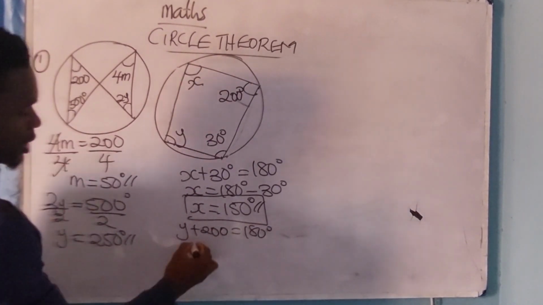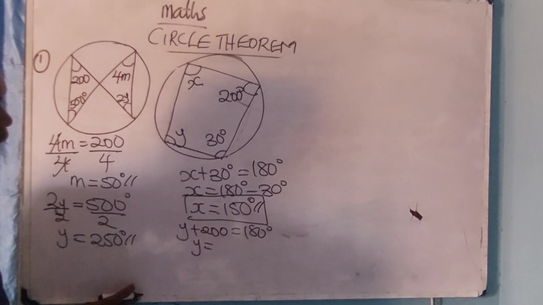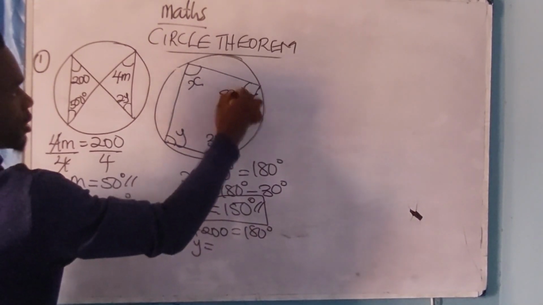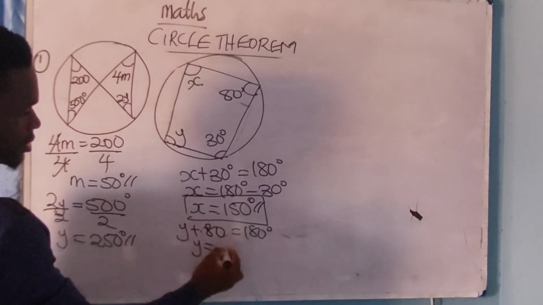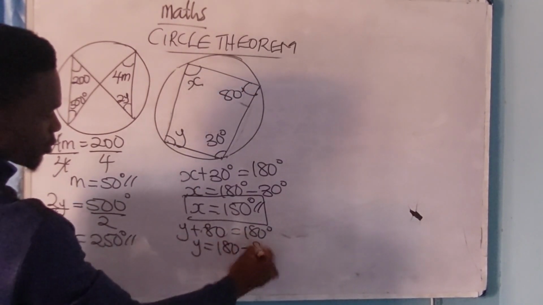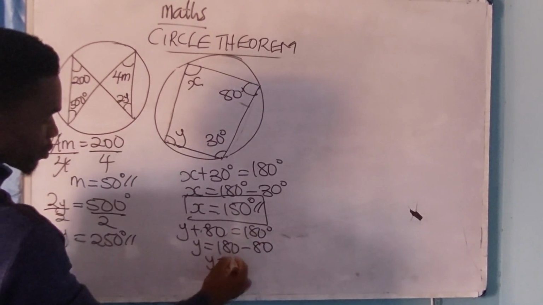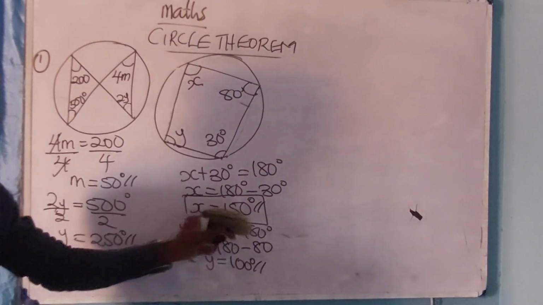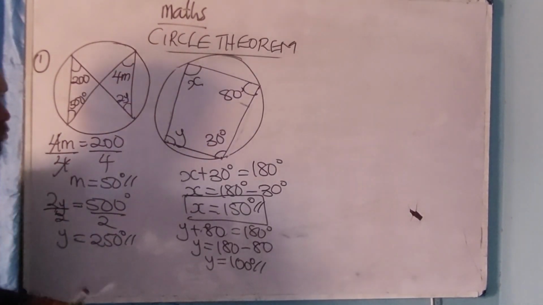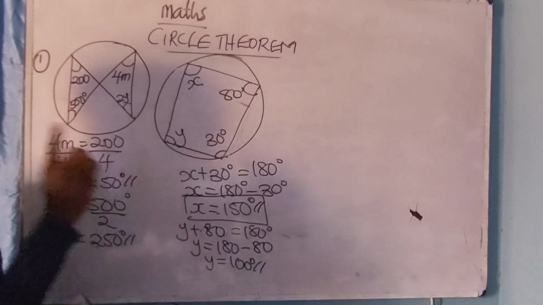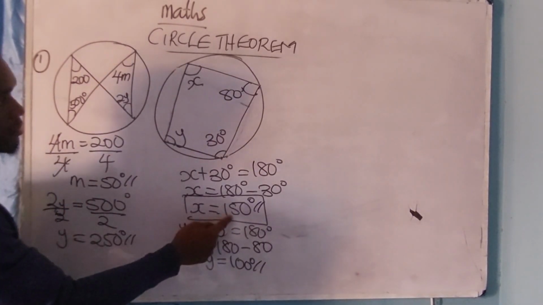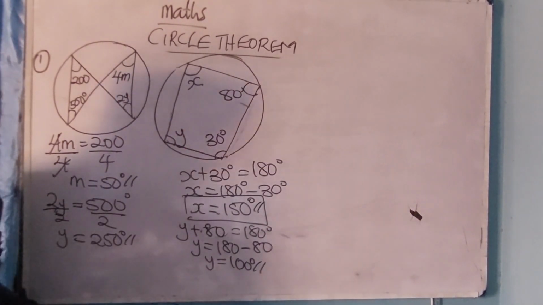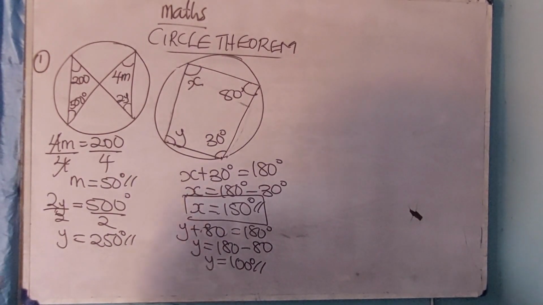180 degrees. Now, let me reduce this figure please. Let me put 80 here. So y plus 80 equals 180, minus 80. Therefore y equals 100 degrees. So the value of y is 100 and the value of x is 150 degrees. That is to say that if you sum up opposite angles, you definitely get 180. Now look at it. 150 plus 30 is 180. Then 100 plus 80 is 180 degrees. So please take note of that.